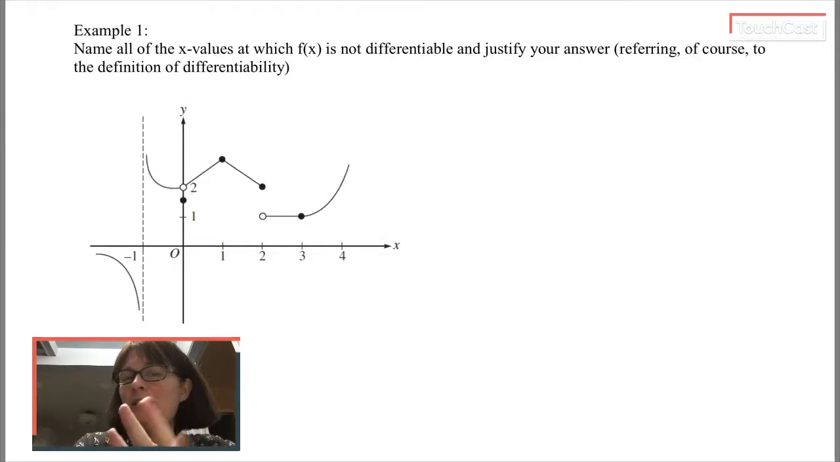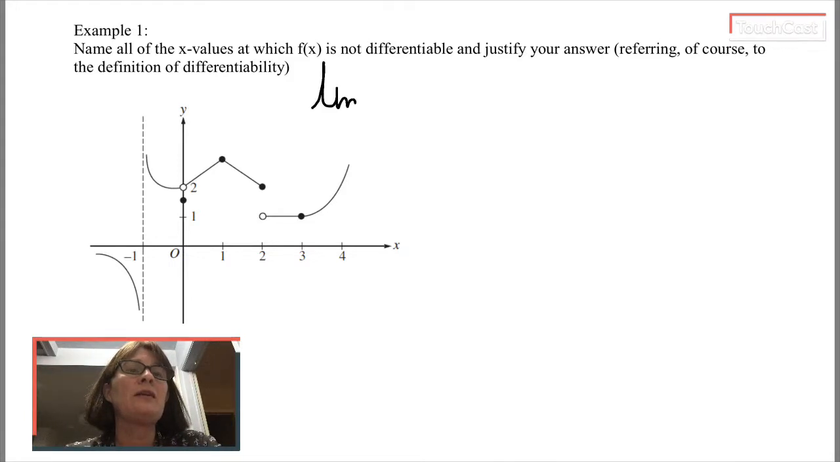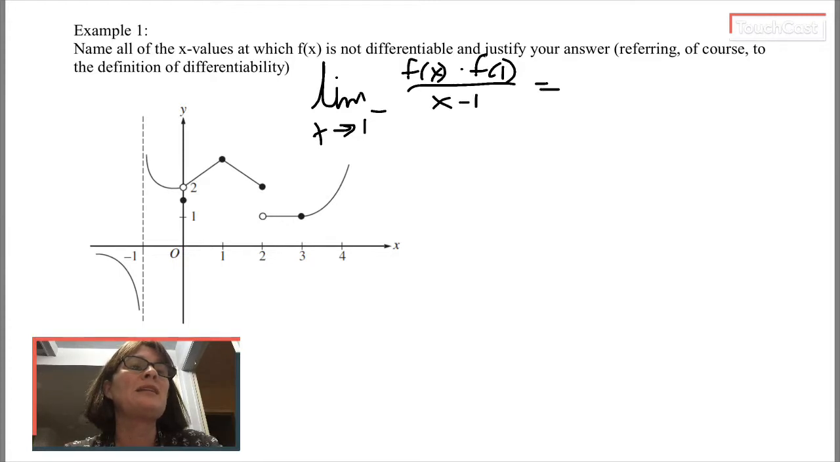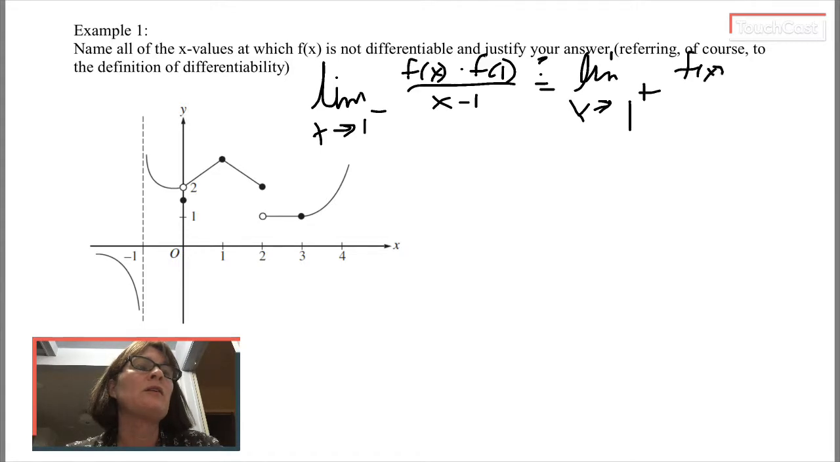The next place something interesting seems to happen is at x equals 1. So I'm going to investigate the limit as x approaches 1 from the left of f of x minus f of 1 over x minus 1. And I'm going to put a question mark there saying, I'm trying to decide if these two things are equal. The limit as x approaches 1 from the right of f of x minus f of 1 over x minus 1.